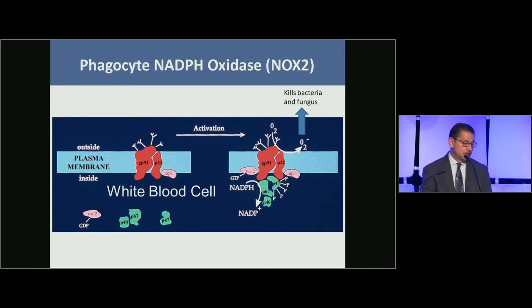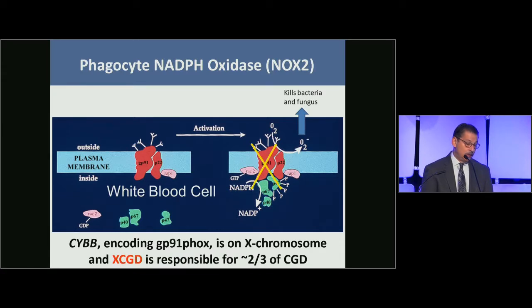So this slide shows on the left the components of this neutrophil oxidase complex. Upon activation of neutrophils, the complex assembles at the plasma membrane and basically converts oxygen to oxygen radicals, which bleaches the bacteria and fungi to death. The GP91 subunit, which is encoded by the CYBB gene on the X chromosome, is the gene that's defective in the X-linked form of CGD, and that's about 2/3 of the cases of this disease.